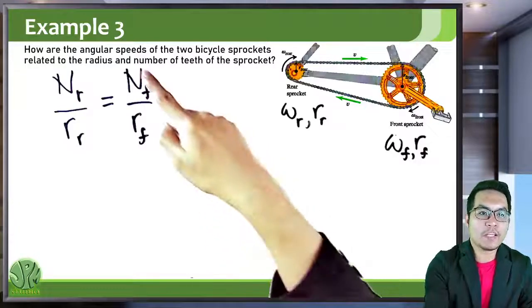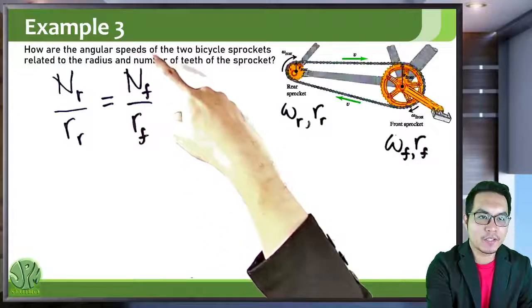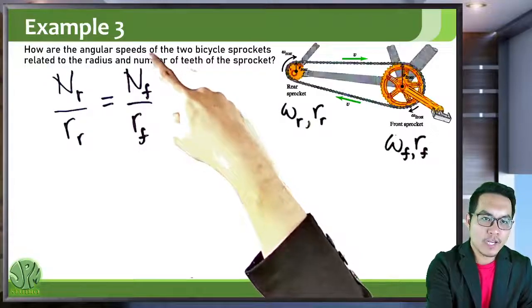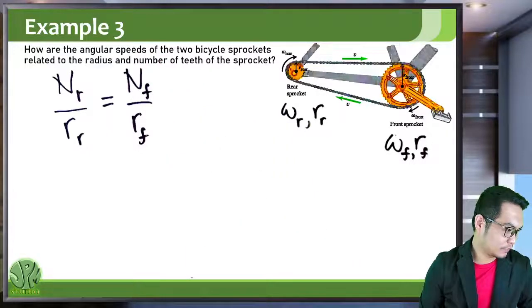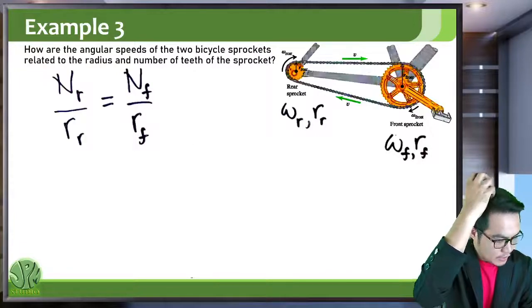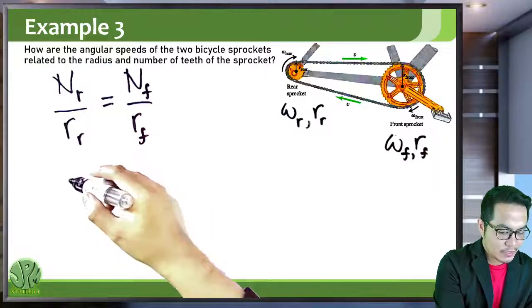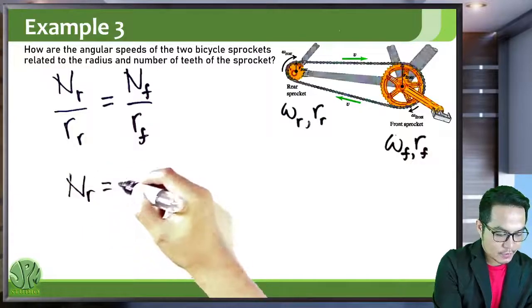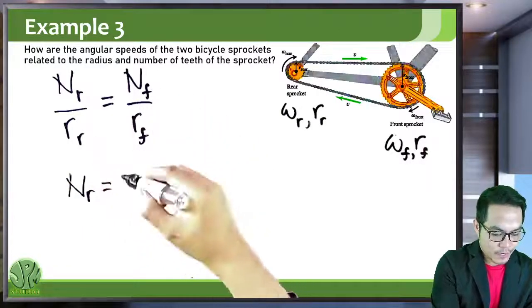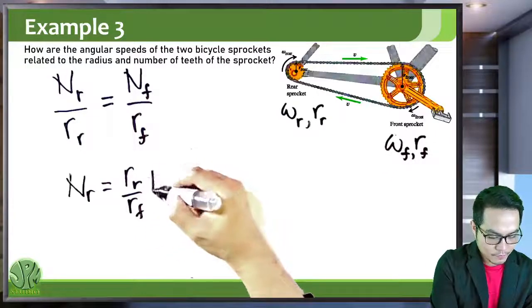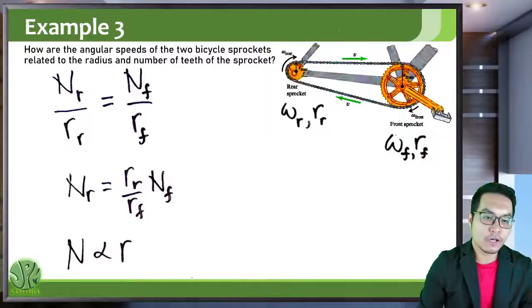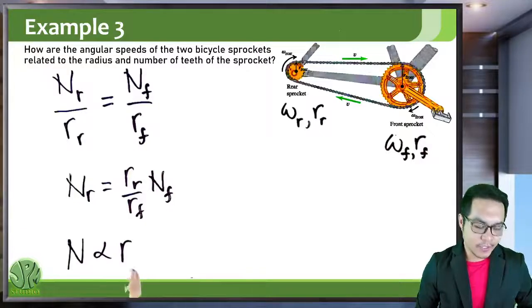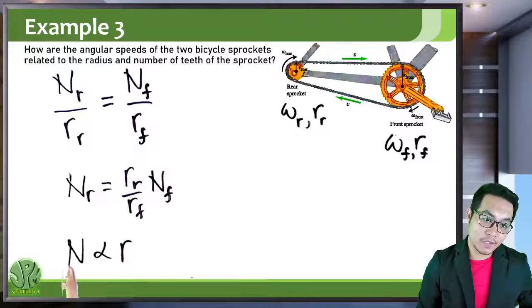Okay, so in the problem, we're asked to find the relationship of the angular speed between the radius and the number of teeth of the sprocket. You will notice here that n_r over r_r is equal to n_f over r_f, so cross multiply. So n is proportional to r. The number of teeth is proportional to the radius. The larger the radius, the larger the number of teeth. The smaller the radius, the smaller the number of teeth. Okay.